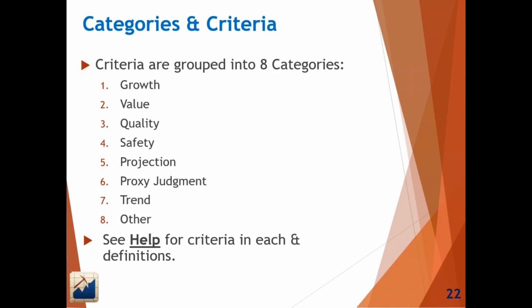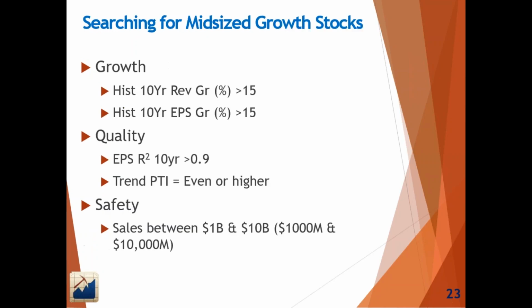As I mentioned, the help section has the criteria in each of these groups and the definitions, and I'll admit that I sometimes click around trying to find a particular criteria that I'm looking for. But you can print out that help guide, and that would help you know exactly where a particular criteria you might be looking for can be found in those 8 categories.